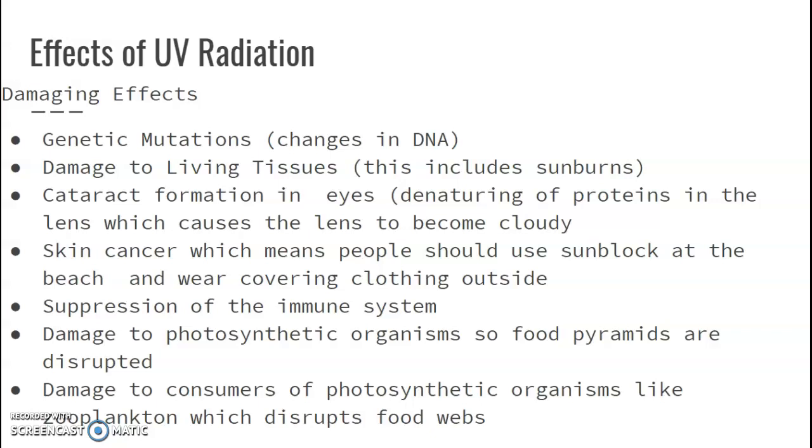Too much UV radiation suppresses your immune system, and too much UV radiation damages photosynthetic organisms and also damages the consumers of those photosynthetic organisms. Both of these can cause damage to food webs, and then you're going to have specific groups of animals and plants that die off, and that will cause a lot of interruption in life cycles on this earth.